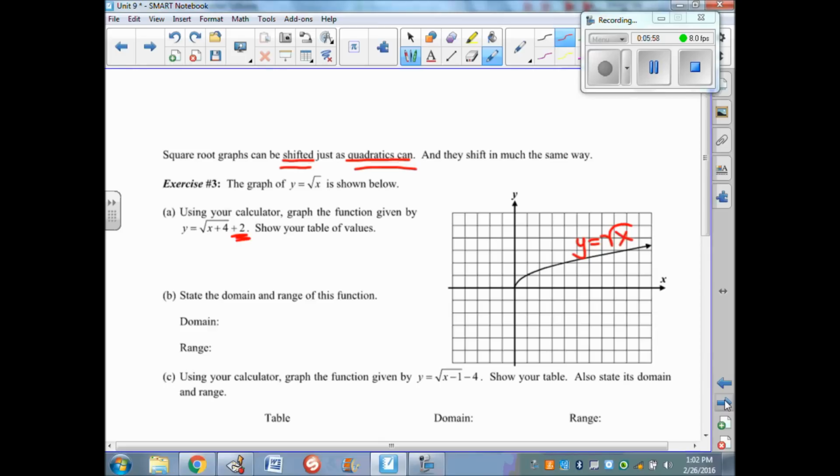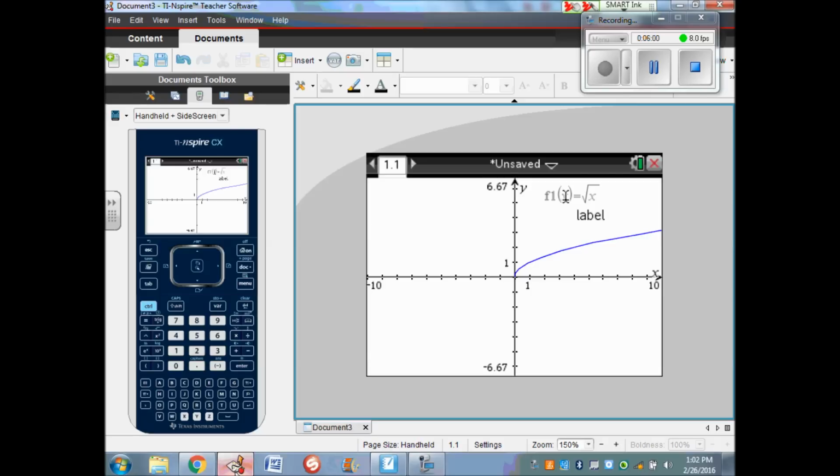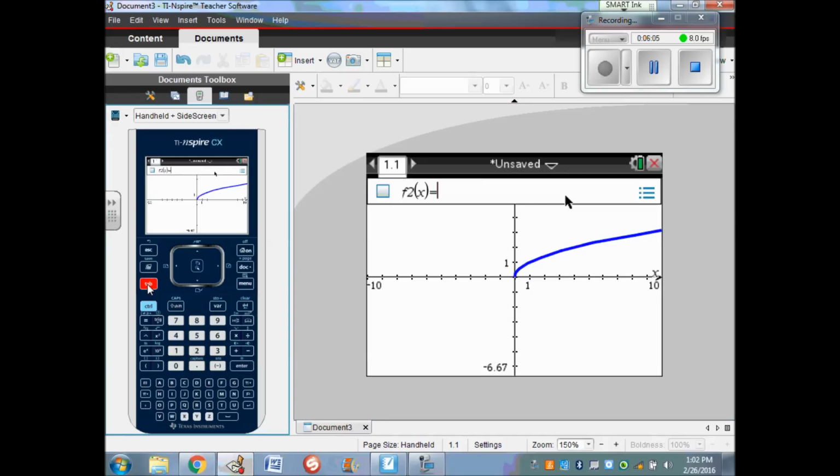So I already have my parent function graphed for us. So I'm going to go and graph this new one, or this, I should say, this shifted one. So x plus 4, and then arrow out, so you're outside the square root, and then do that plus 2, and hit enter.